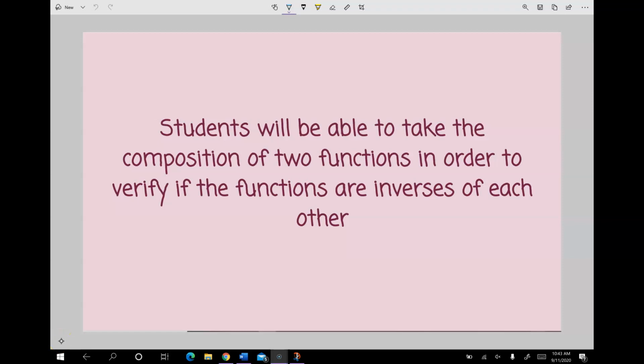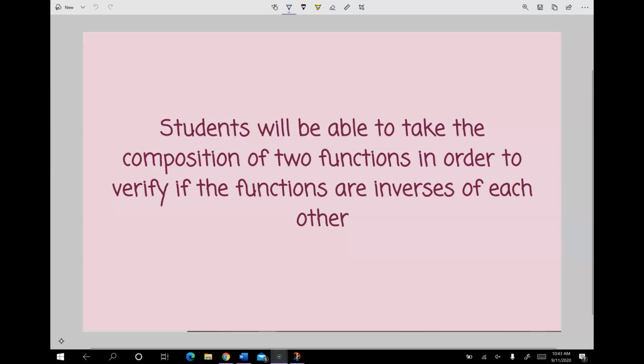All right, so today we are going to combine a Math 3 topic with what we've been working on all week, okay? So today you'll be able to take the composition of two functions in order to verify if the functions are inverses of each other.